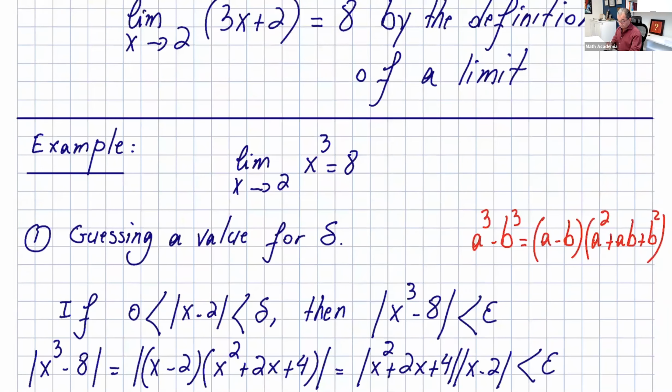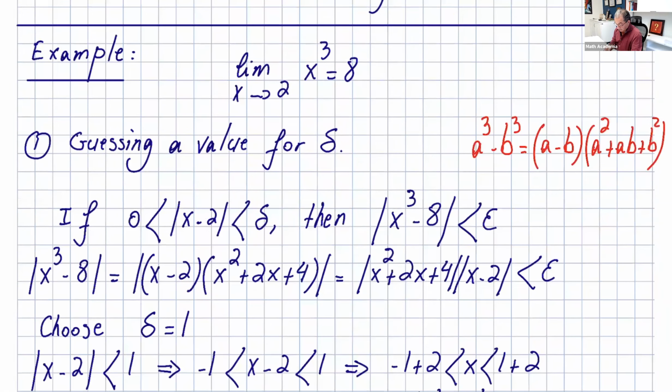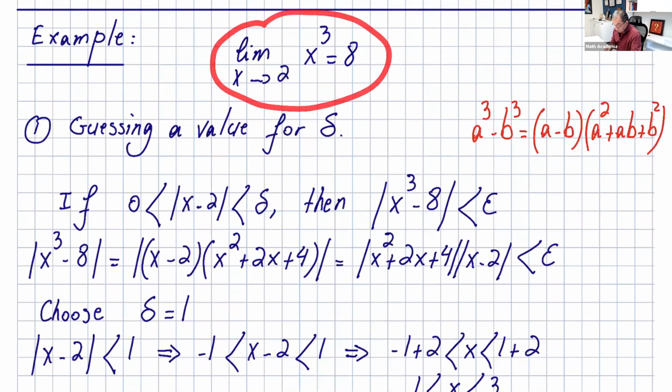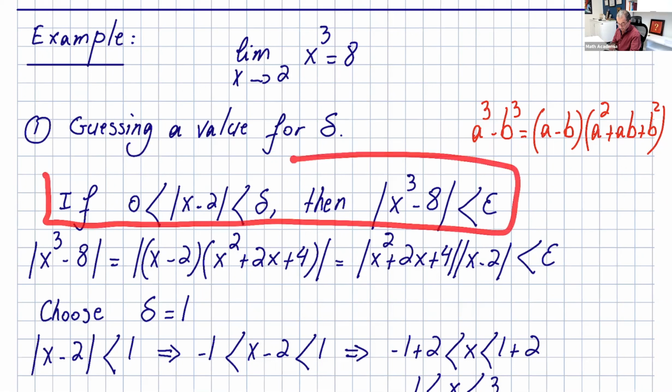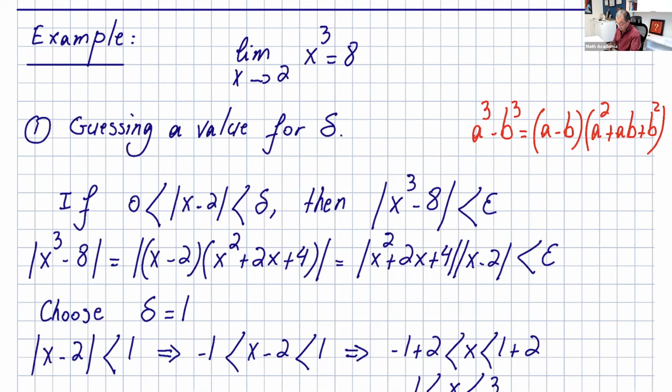Next example, that's a cubic function. So the limit as x approaches 2 of x cubed equals 8. Let's go over the steps. Step number 1, again, guessing a value for delta. So we write the statement. We want to show that if the absolute value of x minus 2 is less than delta, then the absolute value of x cubed minus 8, our limit, is less than epsilon. The absolute value of x cubed minus 8 can be written as the absolute value of x minus 2 times x squared plus 2x plus 4. You just factor, this is the difference of two cubes.